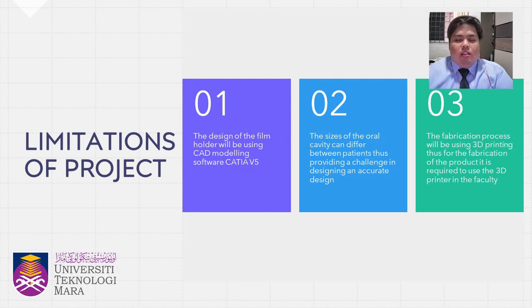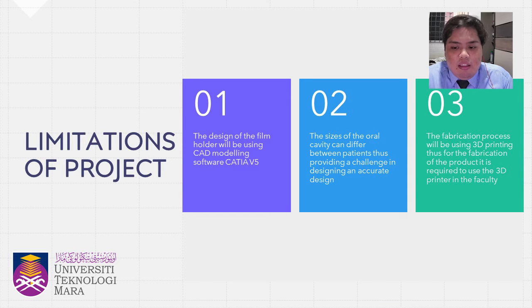Now I will be talking about the limitations for this project. So there are several limitations that have been identified for this project. The first one is that the design of the film holder will be using CAD modeling software CATIA V5. This is because CATIA V5 is capable of designing a working CAD model and also run simulations to run stresses on the product and the design of the product. So the second one is the sizes of the oral cavity can differ between patients, thus providing a challenge in designing an accurate design. Several data must be gathered so that an accurate design can be produced.